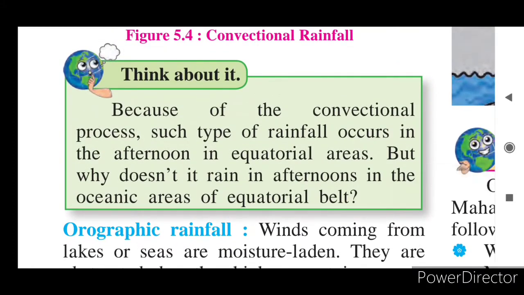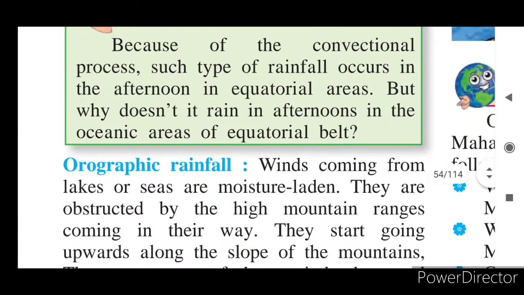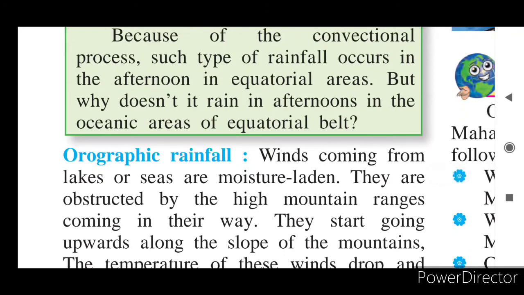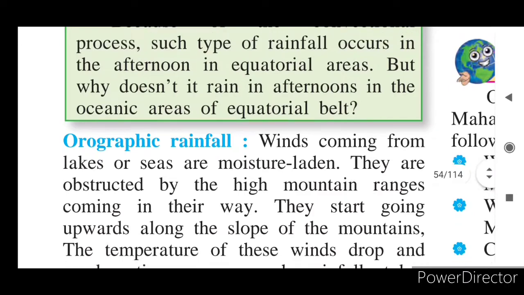convectional rain process, such type of rainfall occurs in the afternoon in equatorial areas, but why doesn't it rain in the afternoon in the oceanic areas of the equatorial belt? So you have to give the answer why there is no rainfall in the afternoon in the oceanic area. So you have to answer. Now orography, what is orographic rainfall, that we will study.